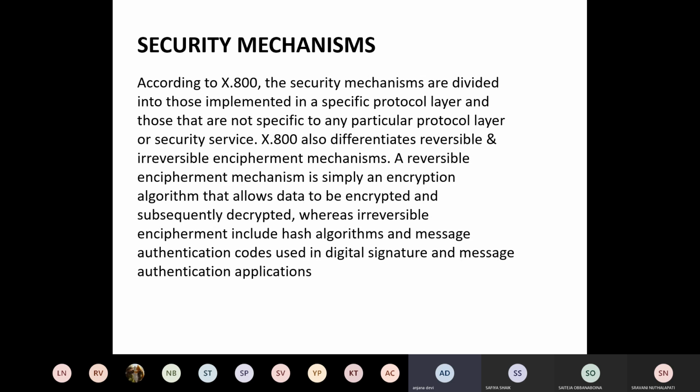This is X800, which is a standard for security mechanisms. We follow that standard to provide the security mechanisms. The security mechanisms are divided into those implemented in a specific protocol layer, and those that are not specific to any protocol layer or security service. We are just following these standards, but they are not something specific that we should follow just like that.